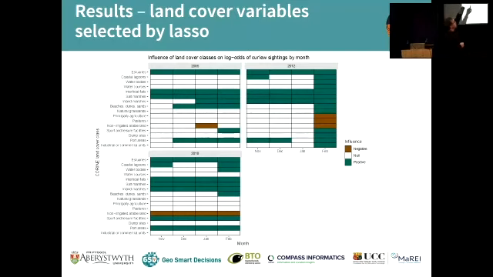And if we look at which ones have come up, estuaries, intertidal flats, salt marshes, beaches, dunes and sands feature quite prominently. There's quite a lot of coastal information coming out of these models once we've applied the lasso filter.